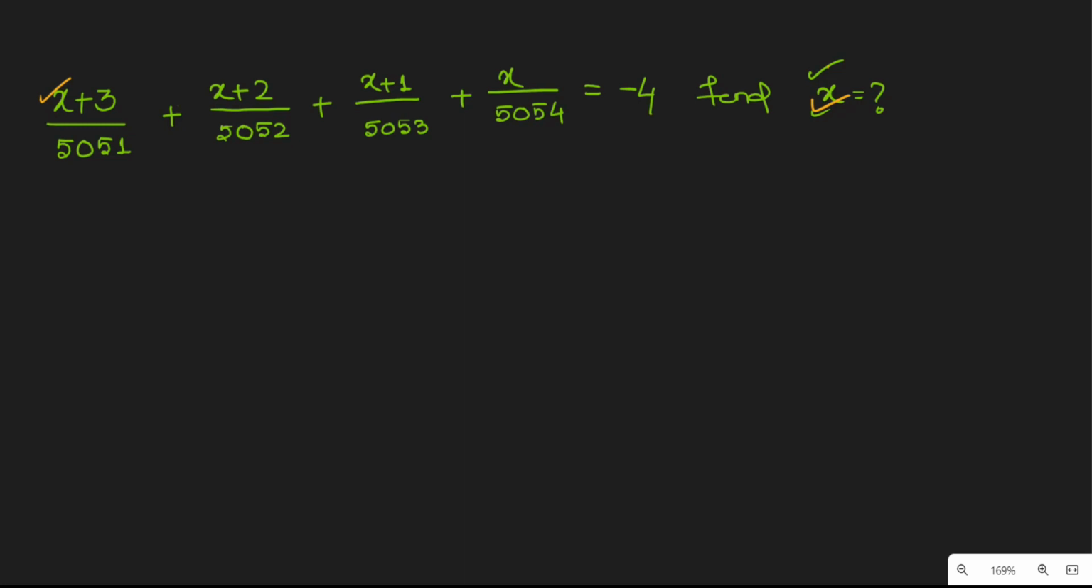Now we will bring this minus 4 from the right hand side to the left hand side of this equation and it will become plus 4. So we can write this as plus 4 is equal to 0. Now this plus 4 we will write here as plus 1, here as plus 1, here plus 1 and here plus 1.